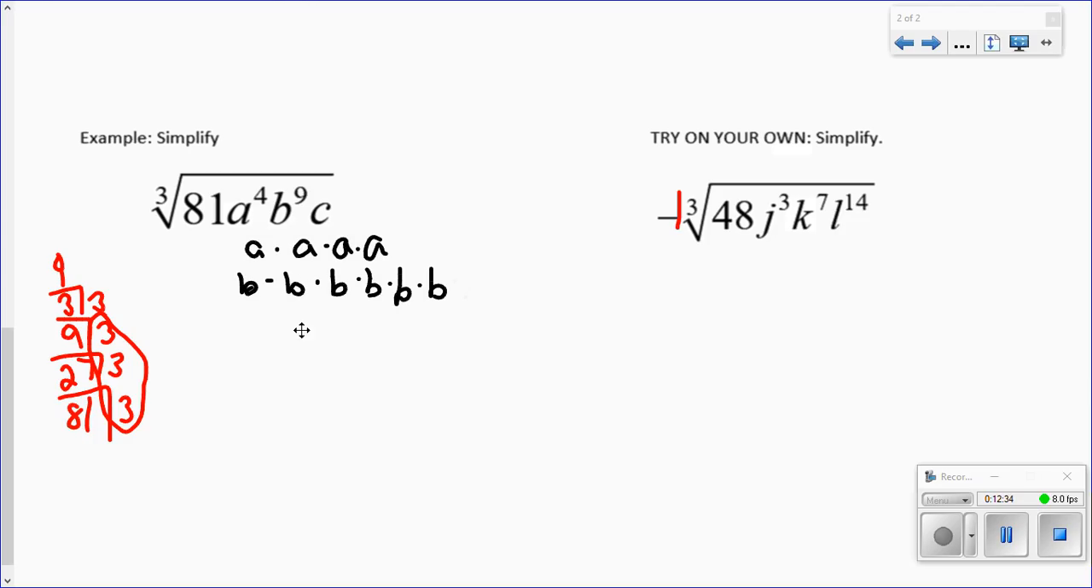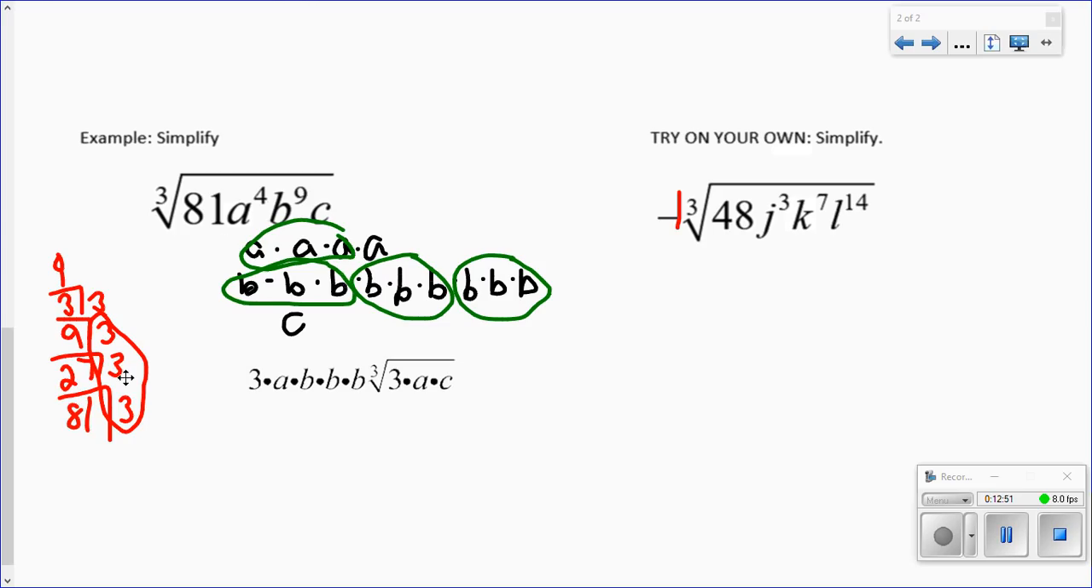For my variables, I wrote them all out in expanded form, and I have a triple of B's, a couple of triples of B's, a triple of A's, and the C by itself, so I can't do anything with it. So everything that's circled, one of those gets to go out to the front. So I got 3, the A, and the 3 B's that I circled. Now this lone 3, this lone A, and the lone C have to stay under the radical. Do not forget your cube root radical.